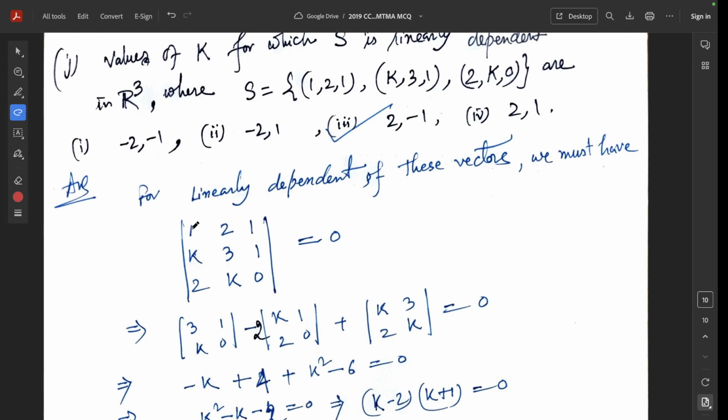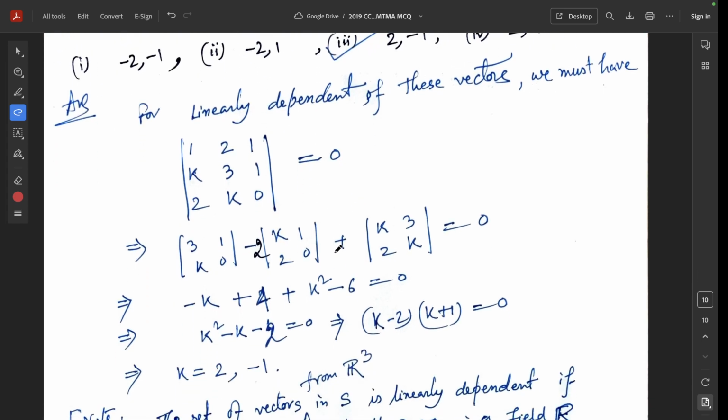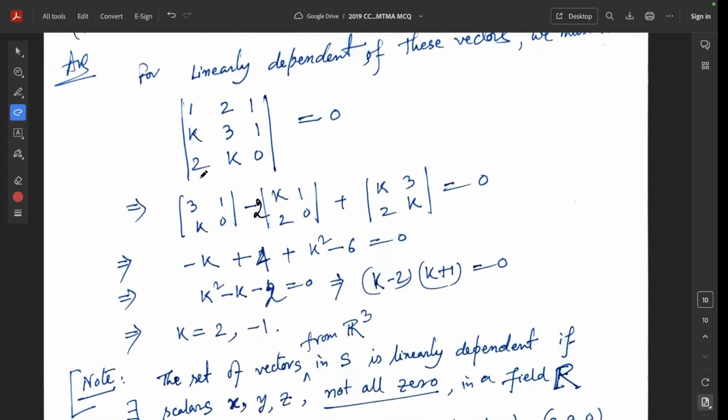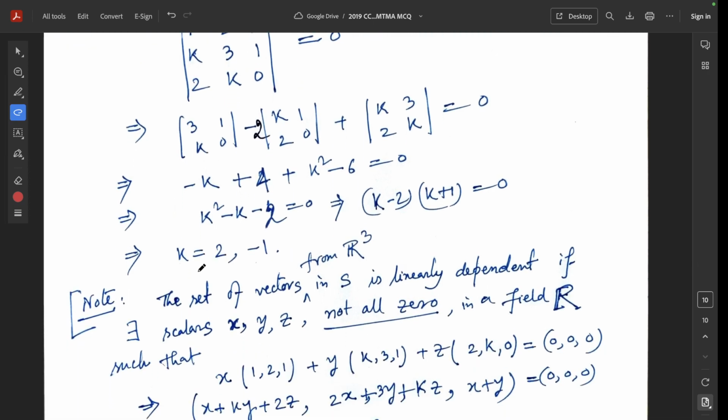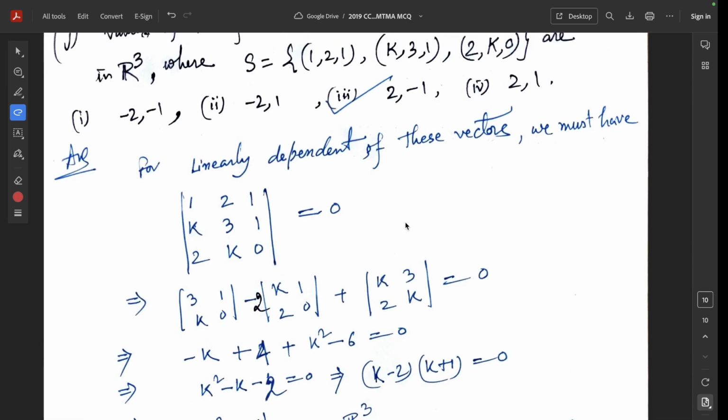Also, you can write the first column as the first vector, the second column as the second vector, and the third column as the third vector. For linear dependence, this determinant is equal to 0. So expanding this determinant with respect to the first row, we get this. So k equal to 2 and k equal to −1, and the correct option is 3.